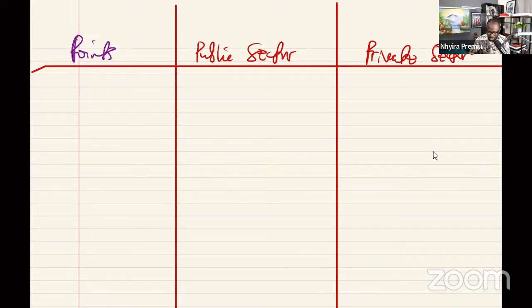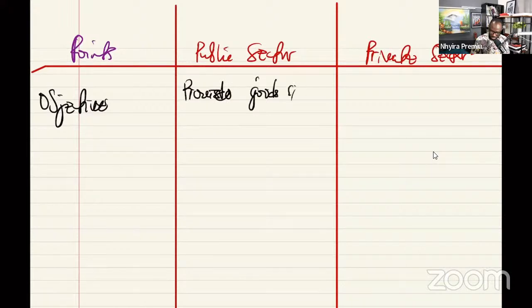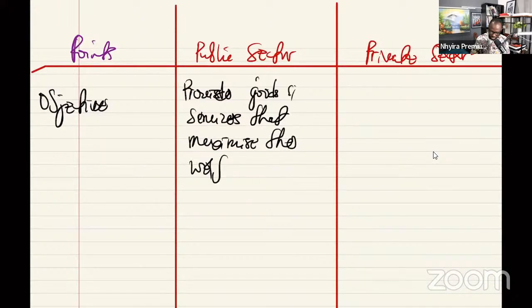Okay, so if I get you right, it's like the objectives. So the point can be the objective, so that in the public sector, organizations exist to provide goods and services that maximize the welfare of the citizens. Okay.